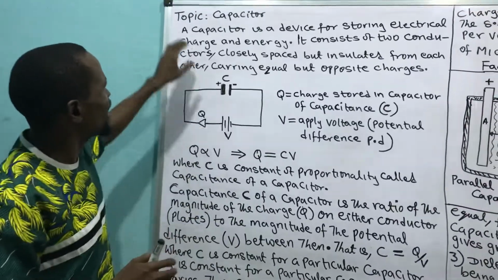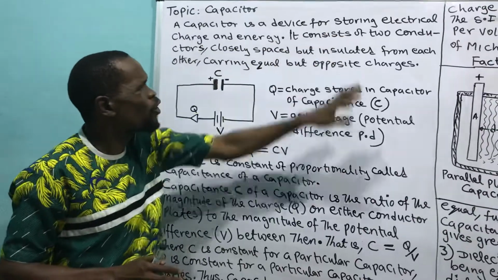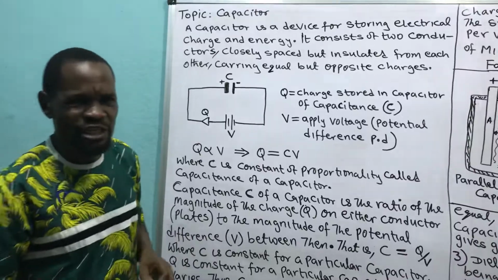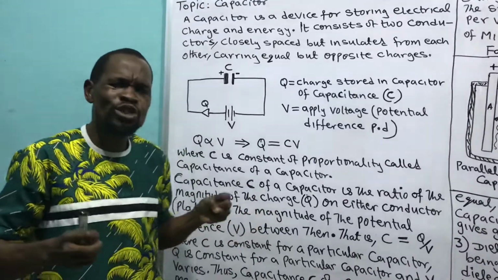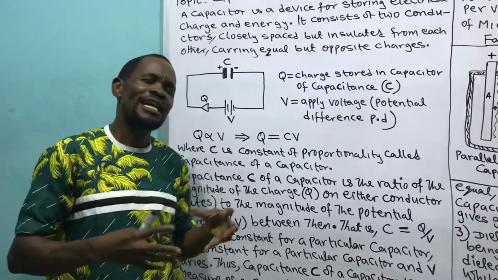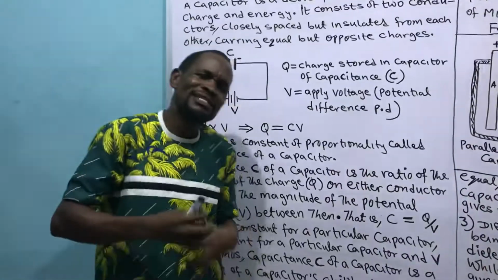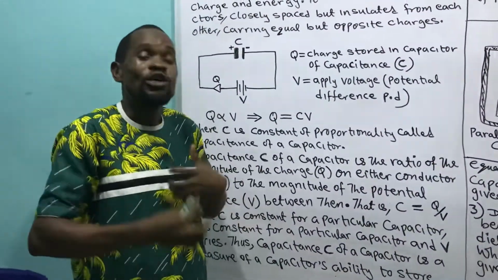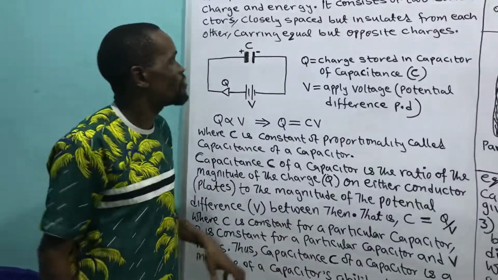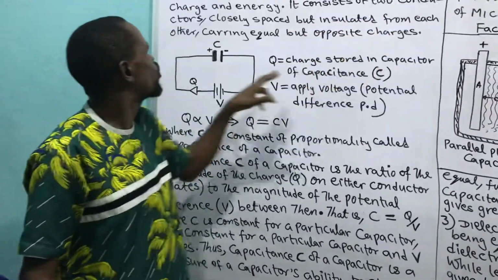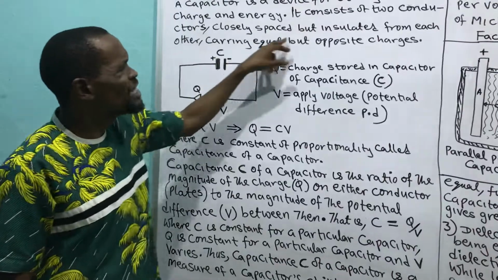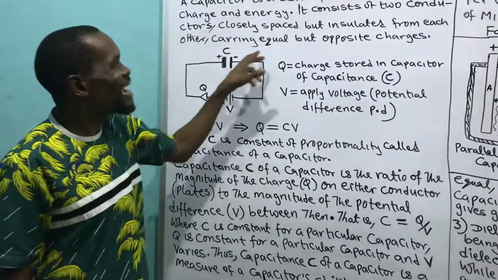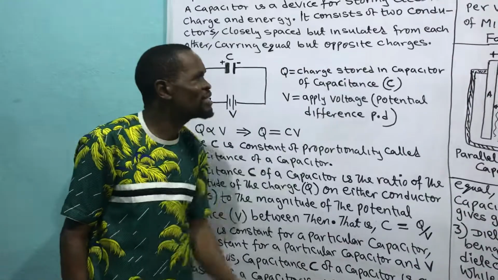Look at this. We say capacitor is a device for storing electrical charge and energy. It's used to store what? Electrical charge and energy, just like your phone battery. Your phone battery is acting like a capacitor which stores energy and then later you use it after the light is off. It consists of two conductors closely spaced but insulated from each other, carrying equal but opposite charge.